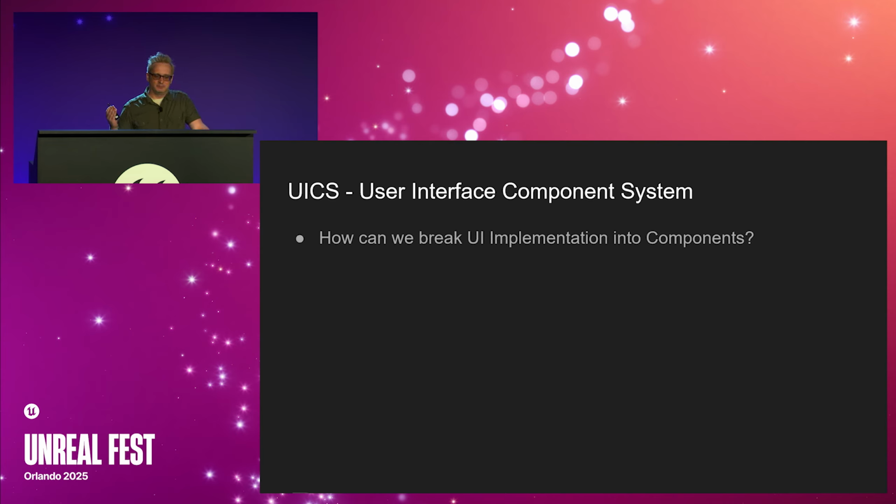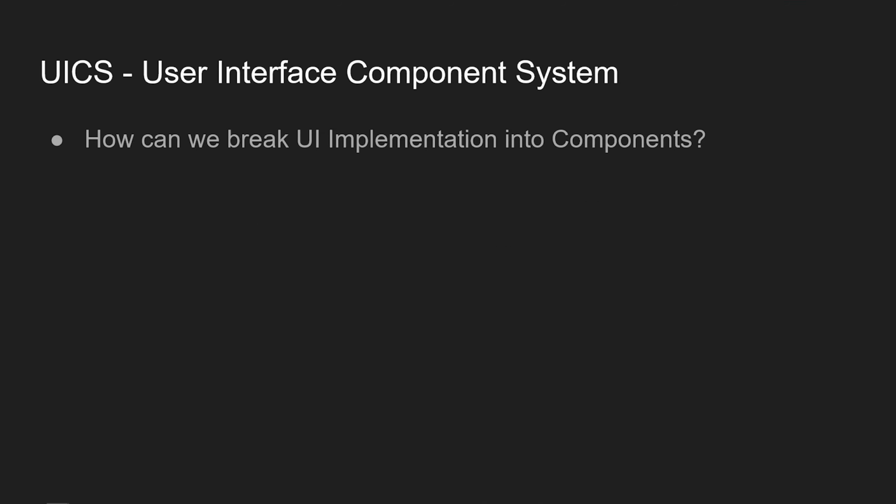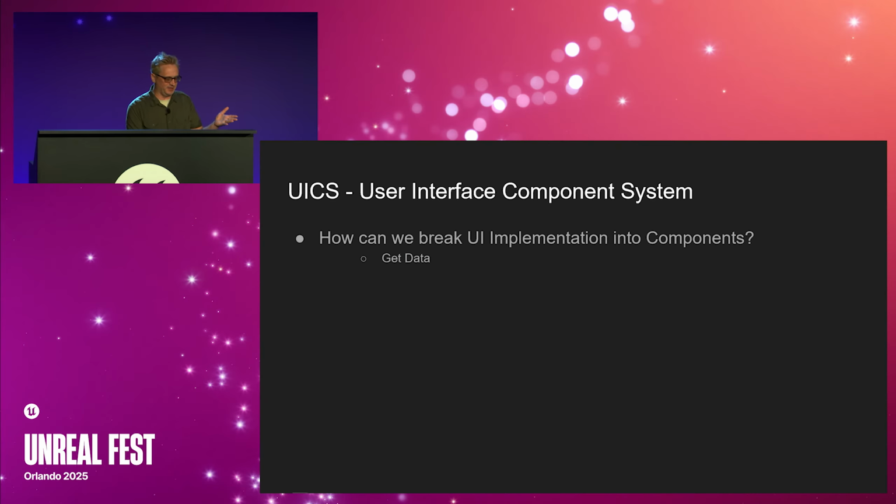Next problem is how do we break UI implementation into components? Let's think about something like an inventory screen. What are the things that we have to do for that? Well, one is we have to get data, the player's inventory items. Next, we have to display all those items, probably using a button. And lastly, we need to respond to the user's action. When they click on an item, we might open a new screen, or we might drop that item from the player's inventory. So if we break it down like that, we've got 3 components we could start building.